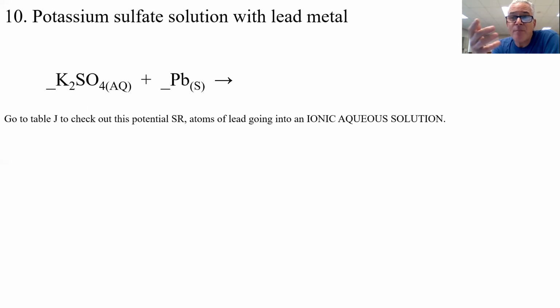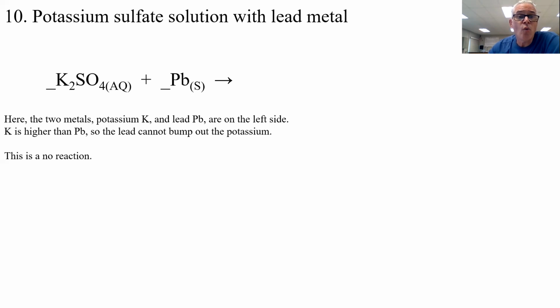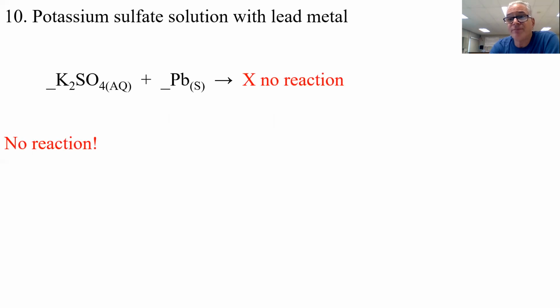On table J, the metals are on the left. Potassium and lead are both metals. Sulfate's not on the table, and it doesn't matter, but potassium and lead are both on the left side, the metal side, but potassium is higher. And the rule is whatever metal is higher stays in solution. So if it stays in solution, we get no reaction. Okay, bada bing, bada boom. This was easy, right? No problem.